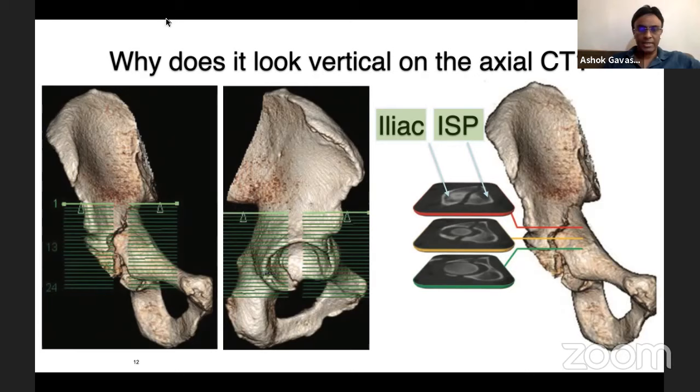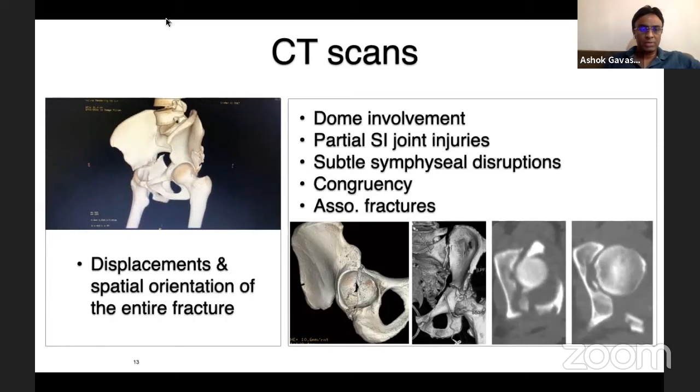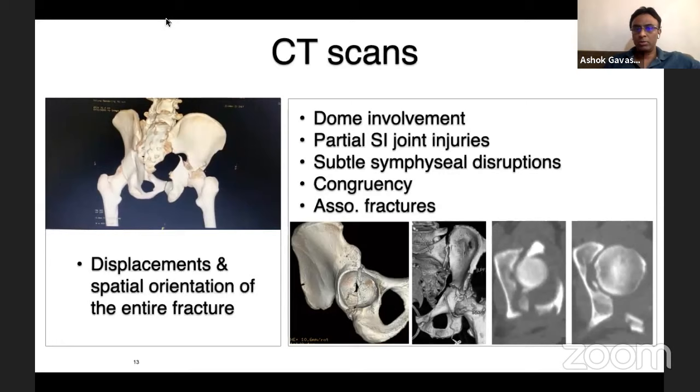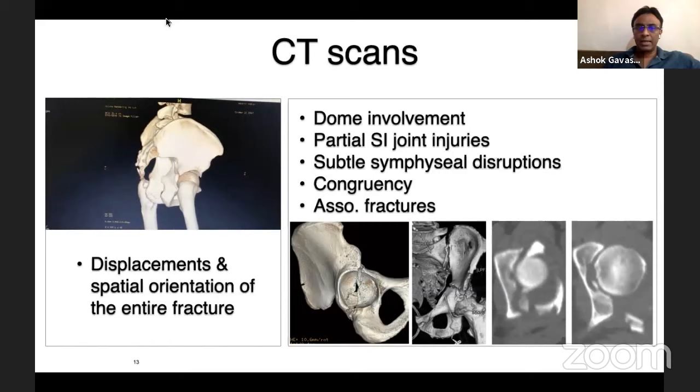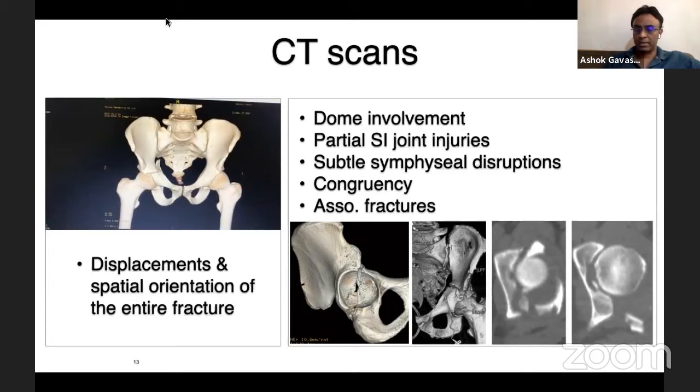Three-dimensional CT images can give you a great deal of information about overall displacements and also give you a spatial orientation of the fracture, the relationship of these two segments to each other. But for finer details, you still have to look at the 2D axials so that you do not miss dome involvement. It also tells you about associated pelvic injuries like partial SI joint injuries and subtle symphyseal disruption. You can also assess the congruency of the femoral head with the weight bearing dome and also look at associated fractures like the femoral head and the posterior wall.